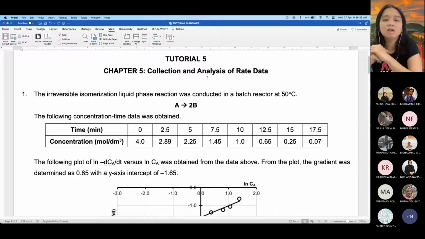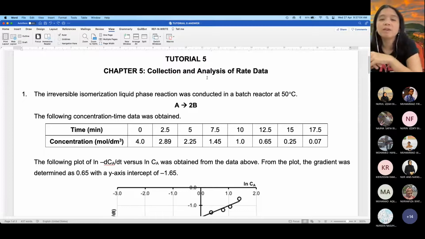So why is it one whole chapter? Because as you know, we have different methods that we can use. I already discussed what the pros and cons of each method are. We have the differential method, the integral method, and the half-life method, along with the basis of selection of which method you want to use.